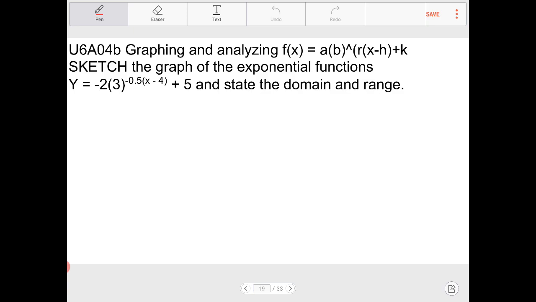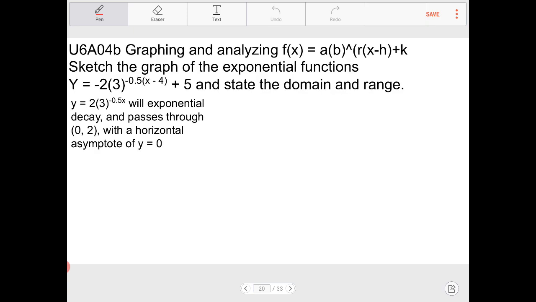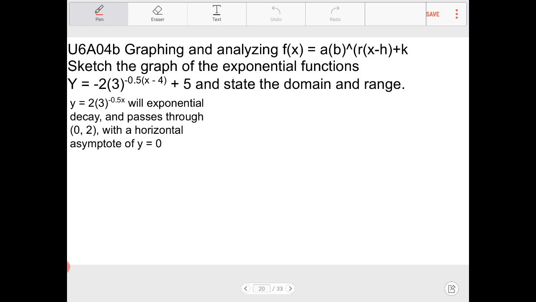All right, next we're going to try and graph y = -2 times 3 to the -0.5 times (x - 4), plus 5. Again, we're going to try to do this in pieces. We're going to graph this piece alone first, right? So 2 times 3 to the -0.5x.